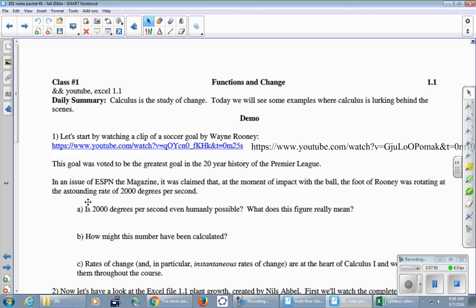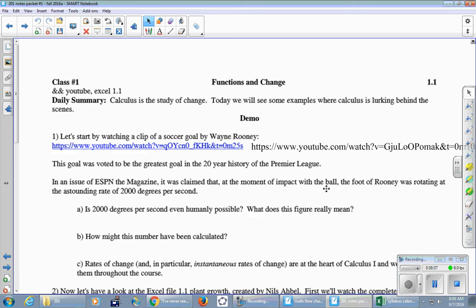Okay, 2,000 degrees per second his foot was rotating. How many degrees in a complete revolution? 360. So did his foot actually rotate through 2,000 degrees? No, right? I mean, not possible. So what are we talking about here? All right, so let's come back to our video.